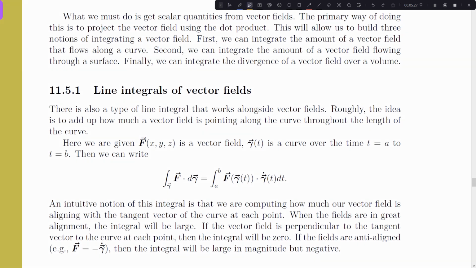Okay, so how should we think of this? We're computing how much the vector field aligns with the tangent vector of the curve. Right, so if I have some vector field here. Let's do something nice and fun, vector field wise.